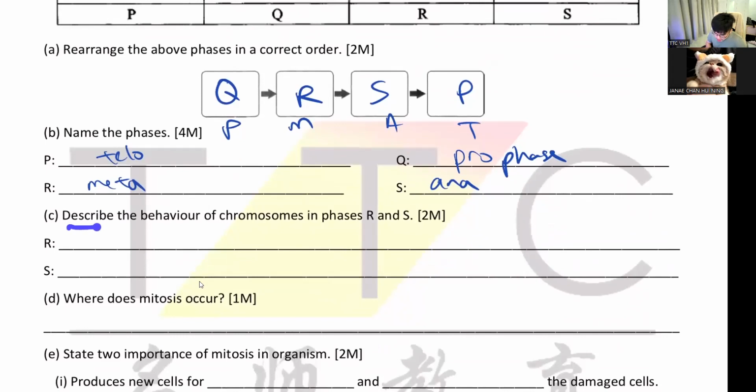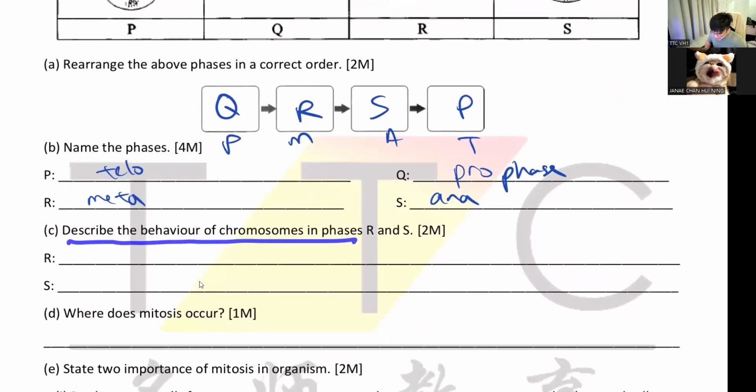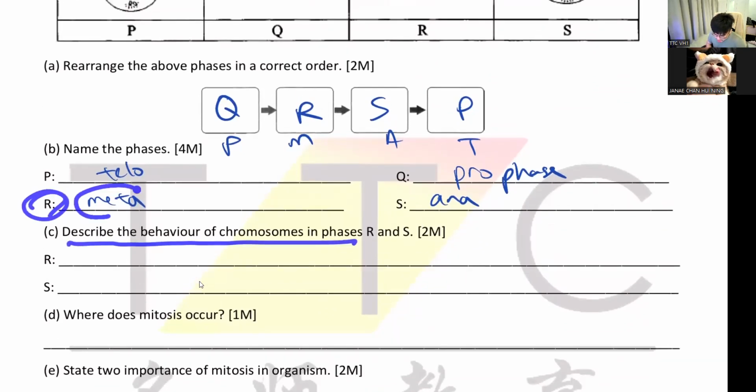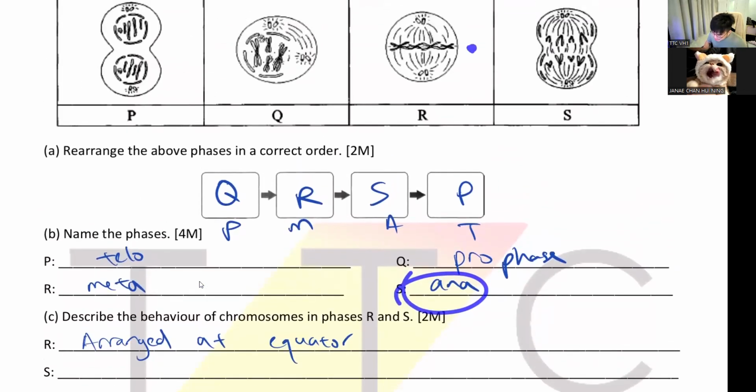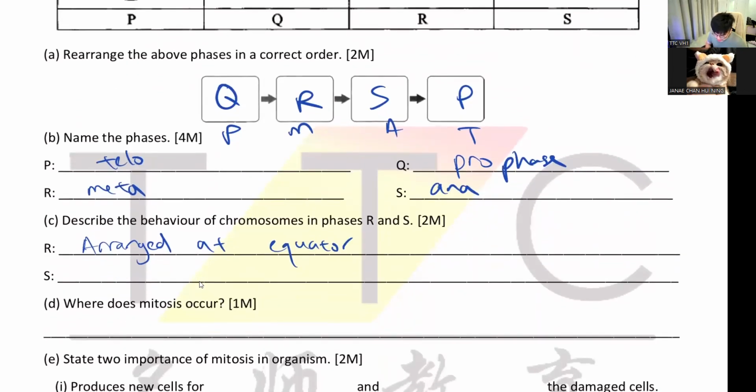So C, describe the behavior of chromosome in R and S. What happens at R, metaphase? They are arranged at that line, we call it the equator. Arranged at the equator. And for S, anaphase, the chromosomes separate, or sister chromatids separate. You can say that.